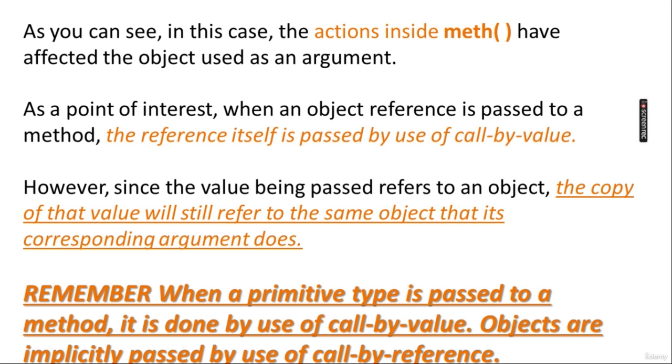When a primitive type is passed to a method, it is done by use of call by value. Objects are implicitly passed by use of call by reference. So when you are passing primitive types as parameters, that is called call by value, and when you are passing objects as a parameter, that is called call by reference.